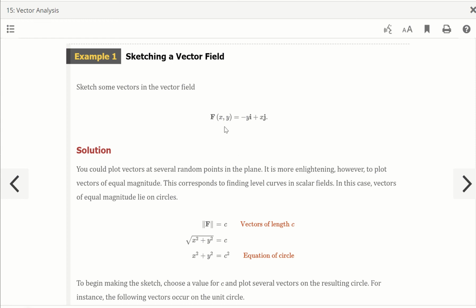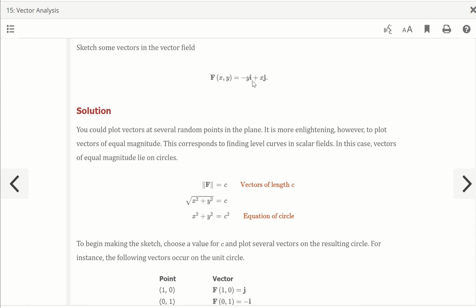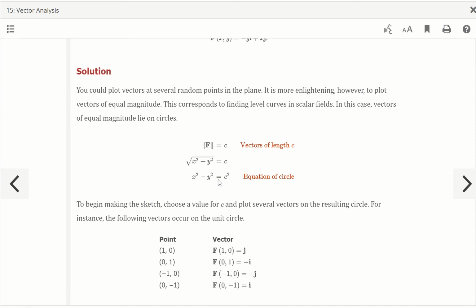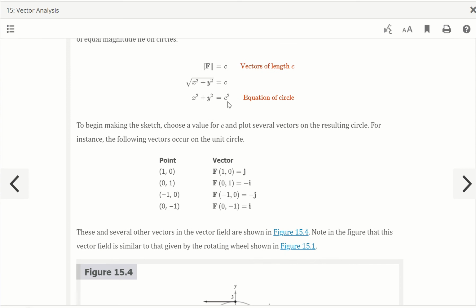For example, if we think about where certain vectors in this vector field would have constant magnitude, remember the magnitude of this vector would be the square root of the sum of the squares of its components. That would be the square root of x squared plus y squared equals c, which would give us the equation of a circle. If we square both sides, we get x squared plus y squared equals c squared. So on this circle, all of those points would have a vector of the same magnitude. For example, if we take c to be equal to 1, that would give us a circle of radius 1.